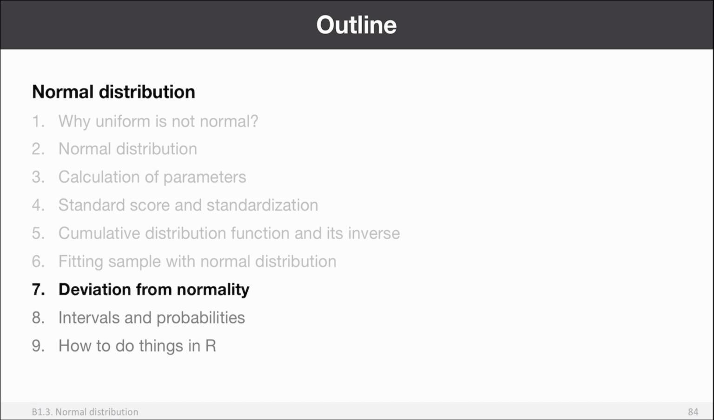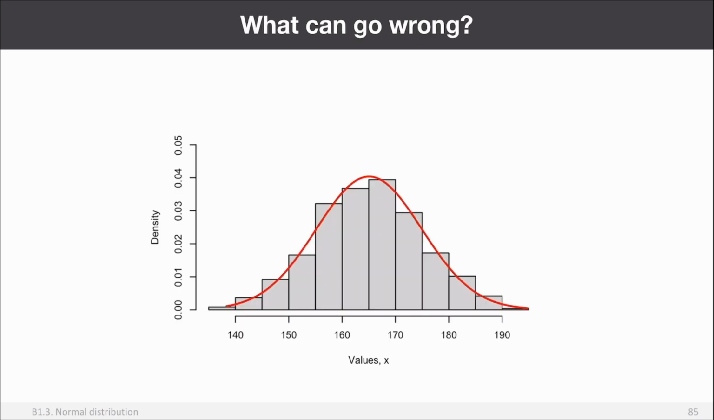Let's talk about what can go wrong when values do not follow normal distribution, or when we are not allowed to use normal distribution. So remember, what is normal distribution? Normal distribution is this distribution of density of the values that looks like a bell-shaped curve and is described by a Gaussian function that we discussed so far.